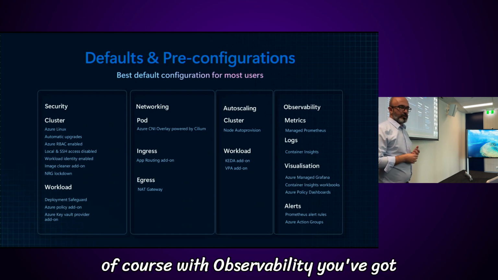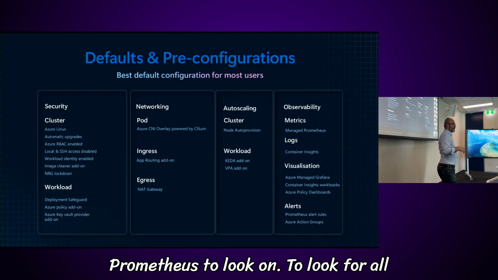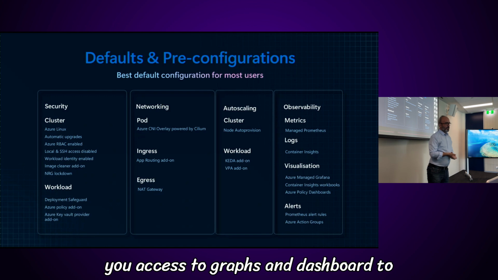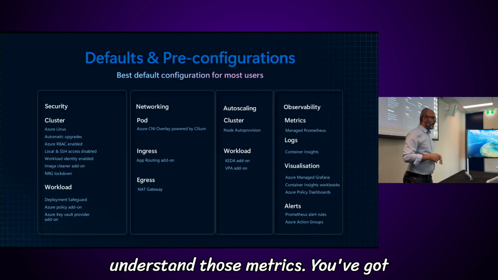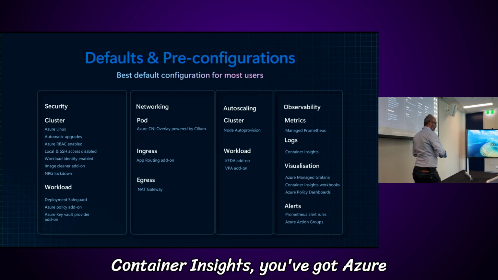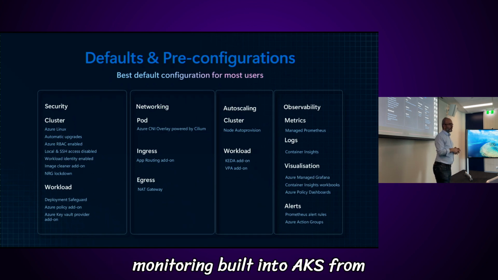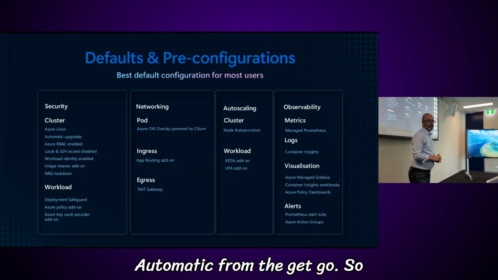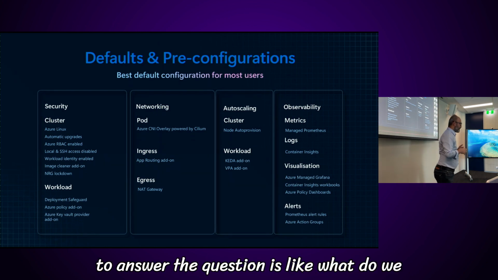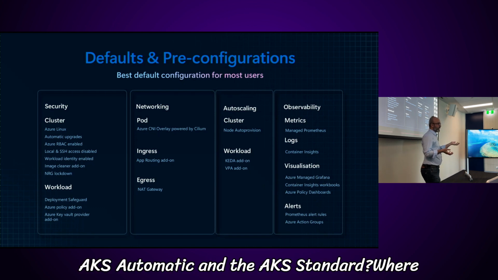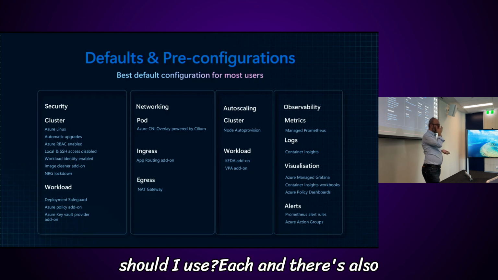And then finally, of course, with observability, you've got Prometheus to look for all the metrics. You've got Grafana to give you access to graphs and dashboards to understand those metrics. You've got Container Insights, Azure Monitor, all sorts of observability and monitoring built into AKS Automatic from the get-go. So to answer the question, what do we do now? What is the difference between the AKS Automatic and the AKS Standard? Where should I use each?